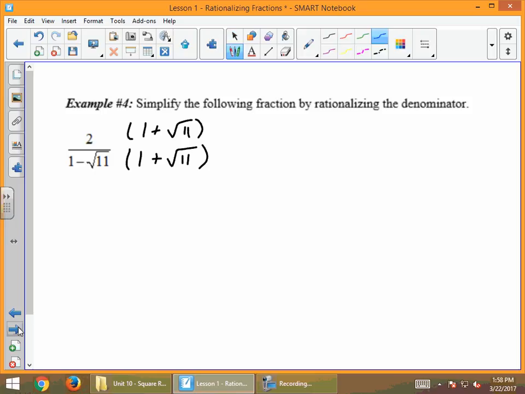What do we have to do to the 2 on the top? Distribute. So 2 times 1 is 2. And 2 times radical 11 is?